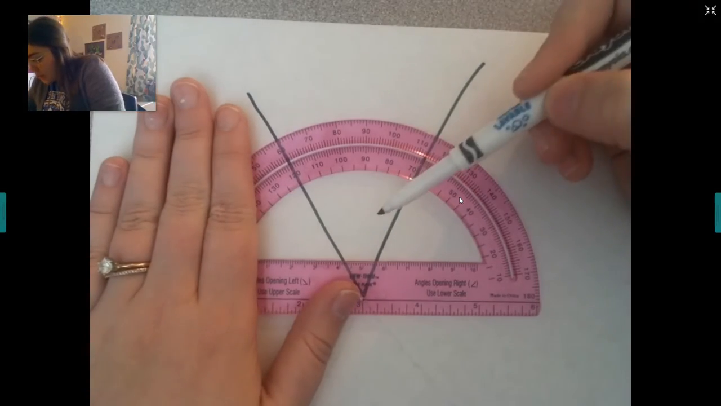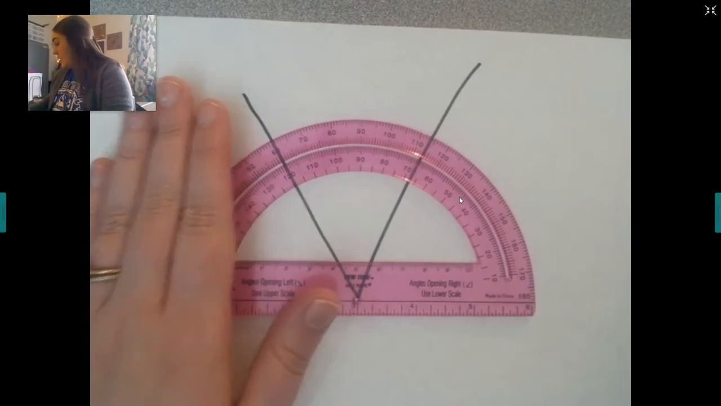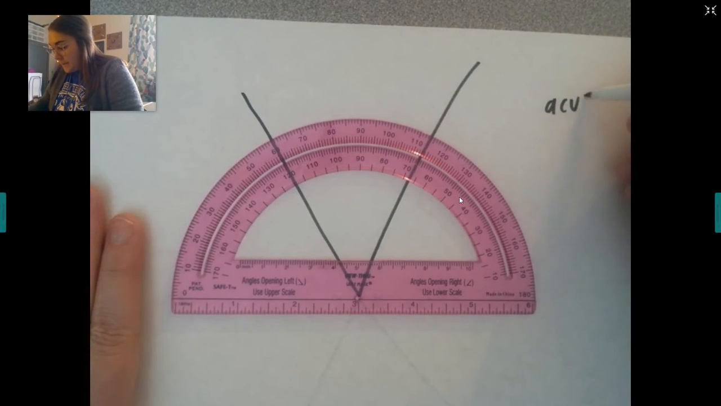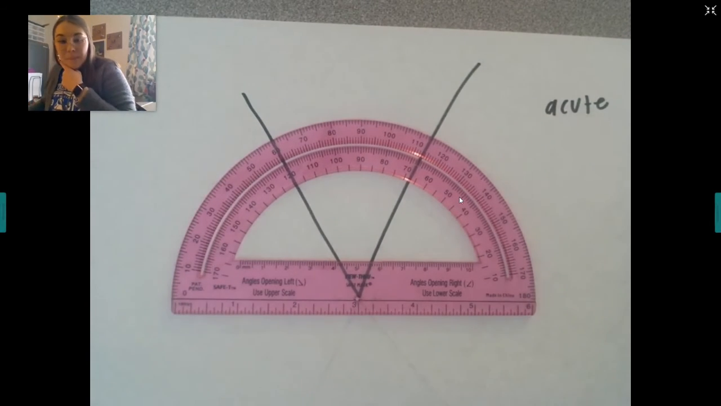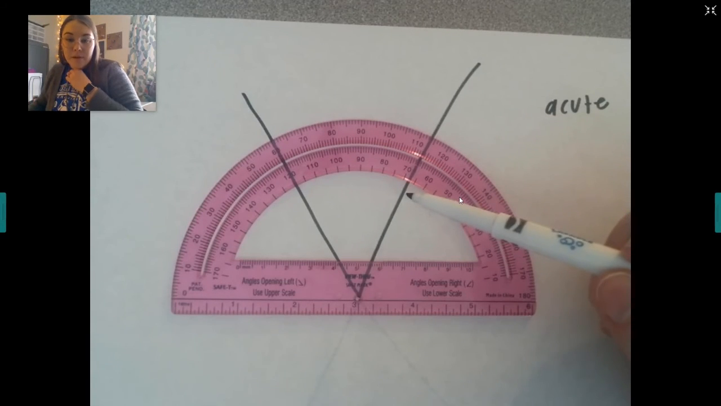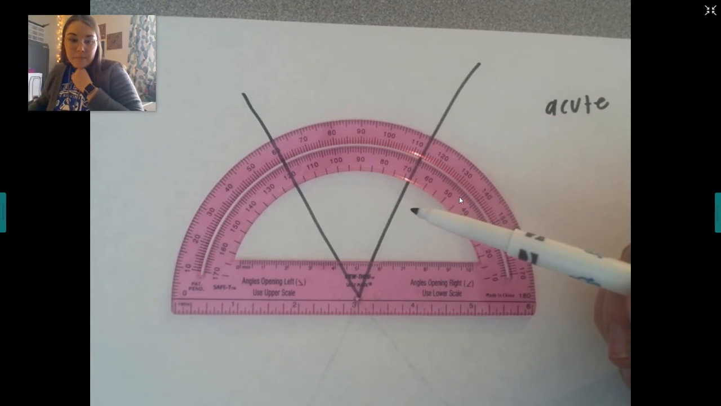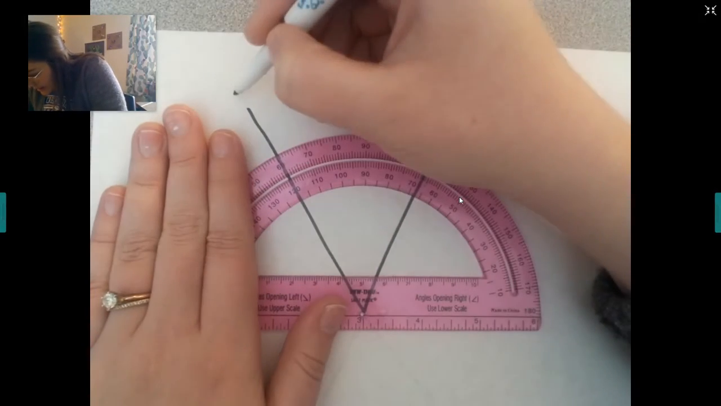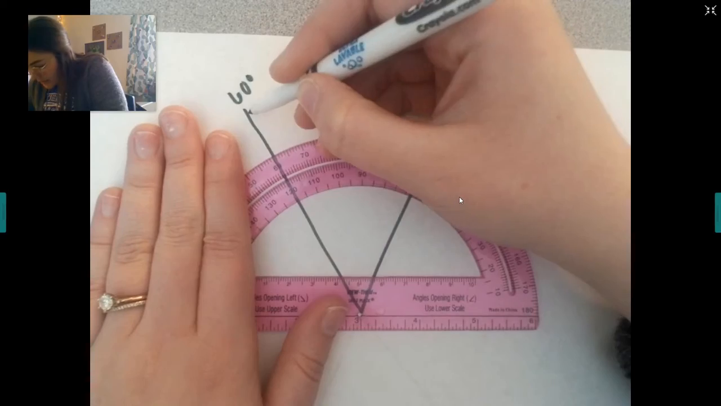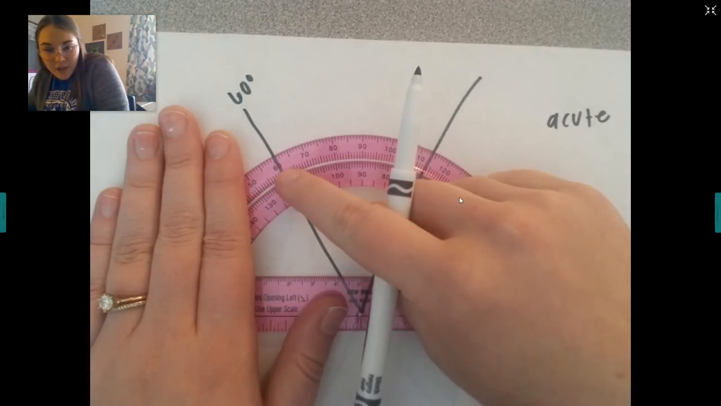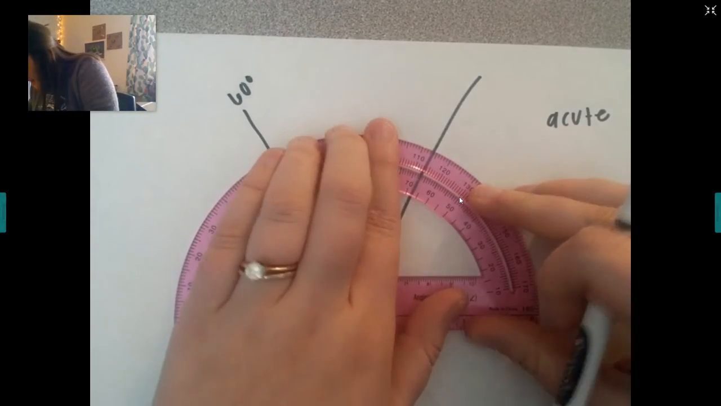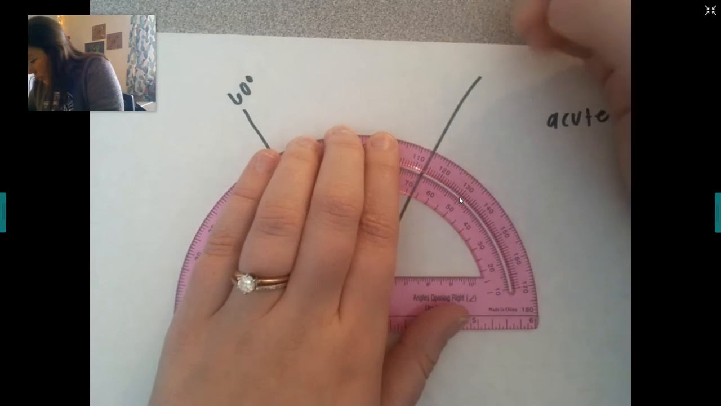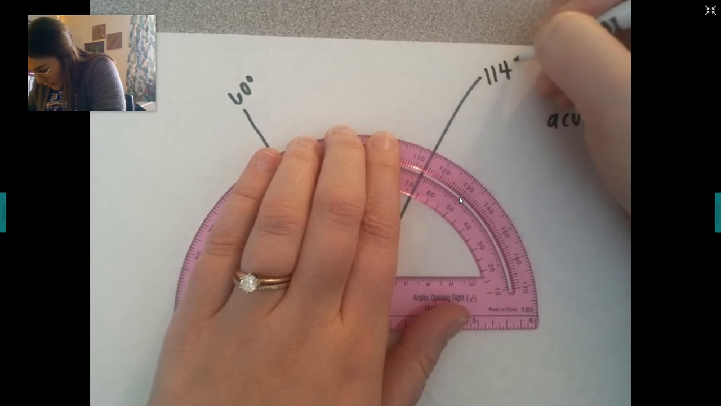You are going to look and see, is this angle an acute, a right, or an obtuse? I see this as an acute angle, right? So I'm going to pick either the top or the bottom numbers. Doesn't necessarily matter. So I'm going to do up here, and I see that this line is 60 degrees. This line is at 110, 11, 12, 13, 114 degrees.